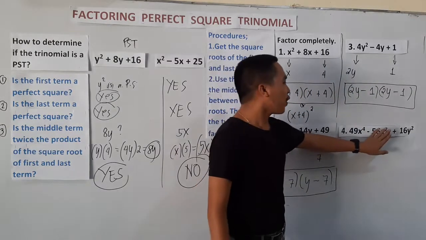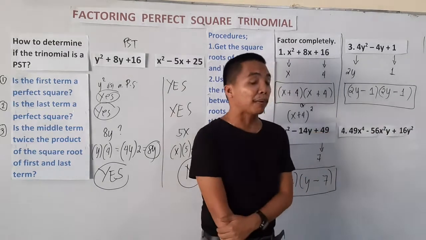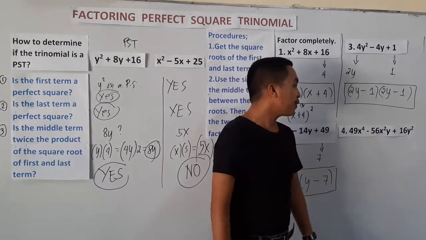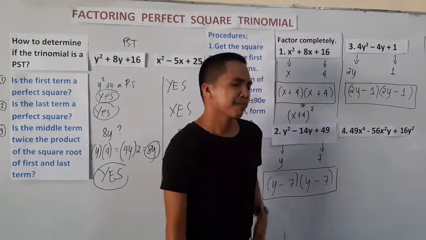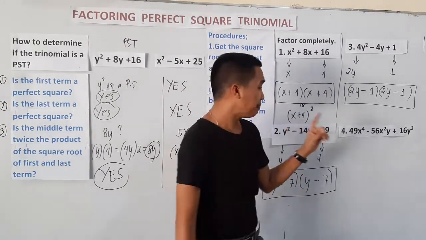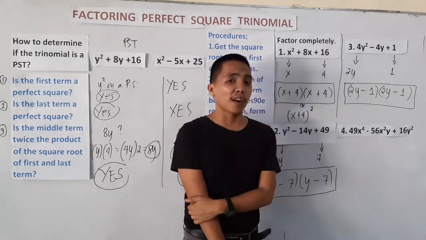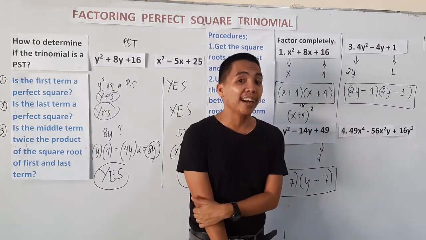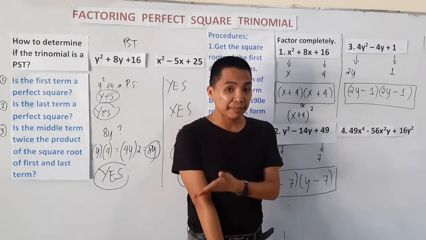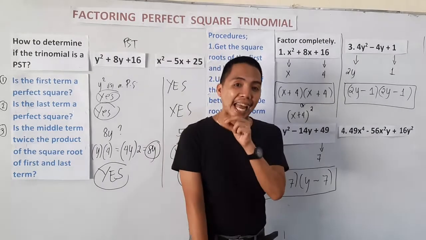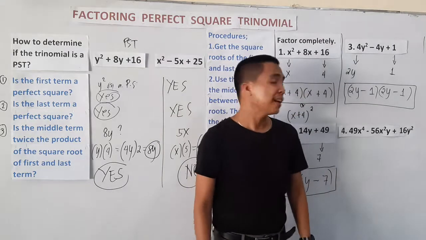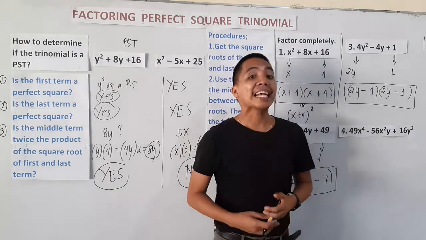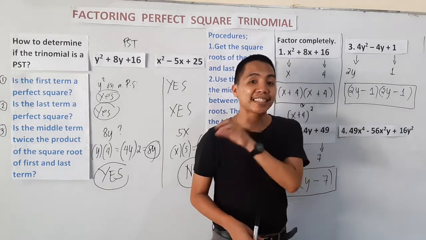Number 4. 49x to the 4th power minus 56x squared y plus 16y squared. Is this a perfect square? 49x to the 4th, is that a perfect square? Yes. 7x squared times 7x squared. How about the last term? Is this a perfect square? 16y squared? Yes, because 4y times 4y.